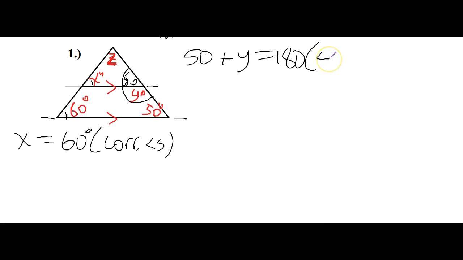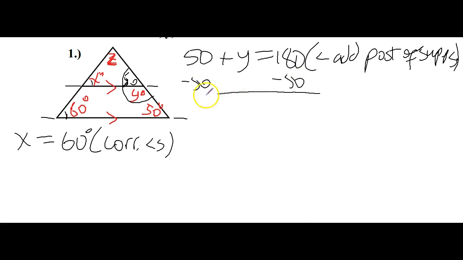This is the angle addition postulate of supplementary angles. So we can subtract 50 from both sides. We get y is equal to 130 degrees. Done.